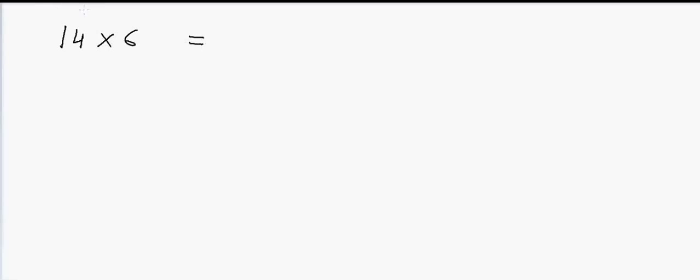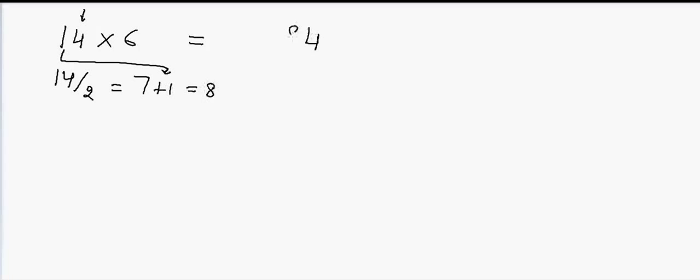First, I'll take the last digit of the number which we want to multiply by 6. So the last digit here is 4. So I'll just write a 4 here. And then I'll take half of this number. So half of this number is 7. And then I'll take the first digit and add it to the 7. So that will be equal to 8. So my answer will be 84.